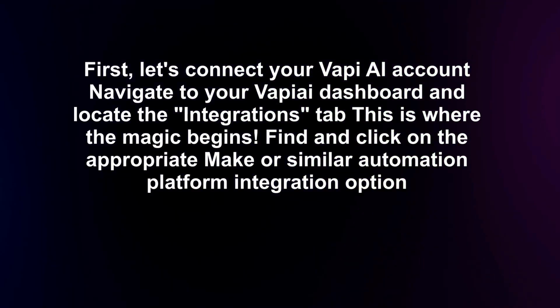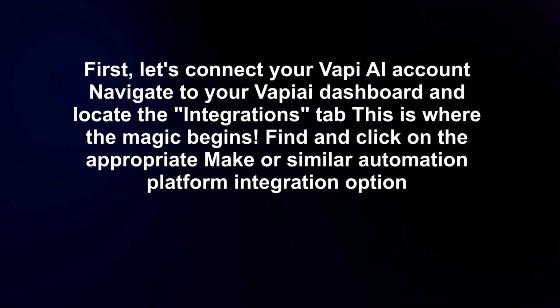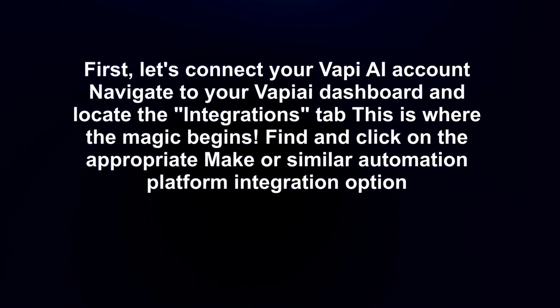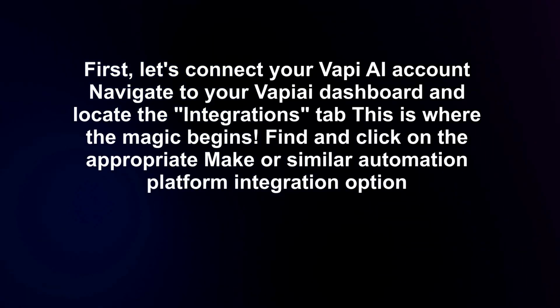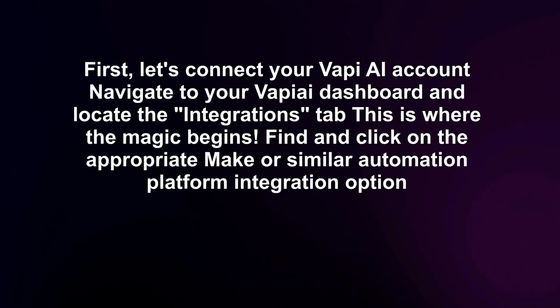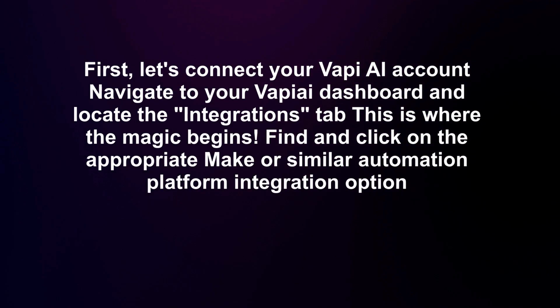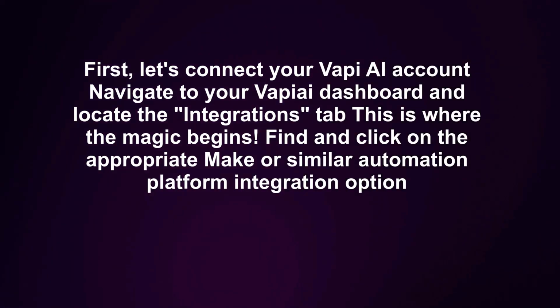First, let's connect your Vapi AI account. Navigate to your Vapi AI dashboard and locate the Integrations tab. This is where the magic begins. Find and click on the appropriate Make or similar automation platform integration option.